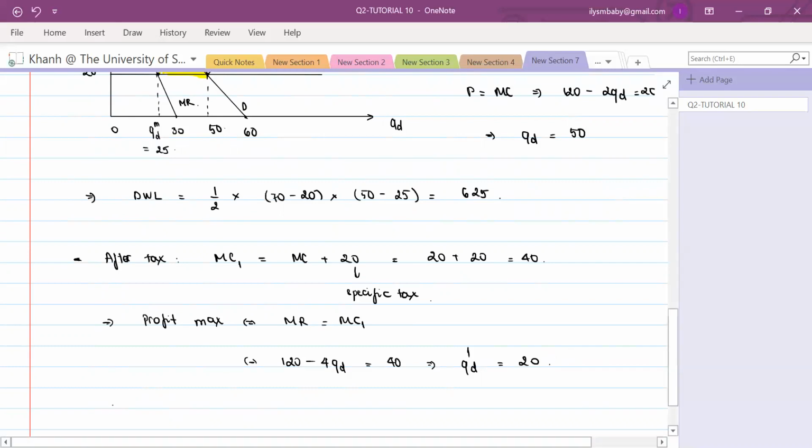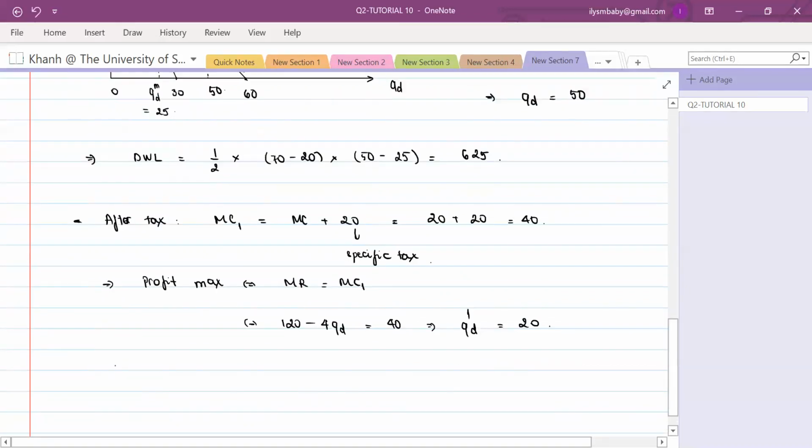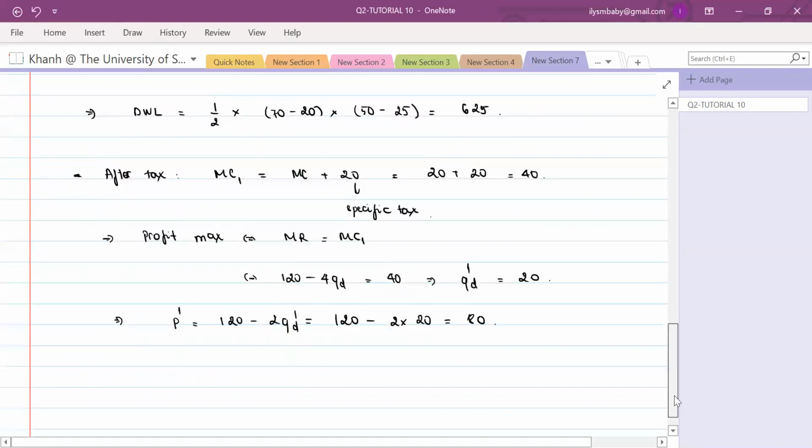Having found the quantity that the monopoly is now going to be producing, we should be able to find the price in the market. So I got P equal to 120 minus 4QD. Say it's P1 and QD1, that's 120 minus 4 times 20. So the price in the market is going to be 120 minus 2 times 20, so the price is going to be equal to 80.